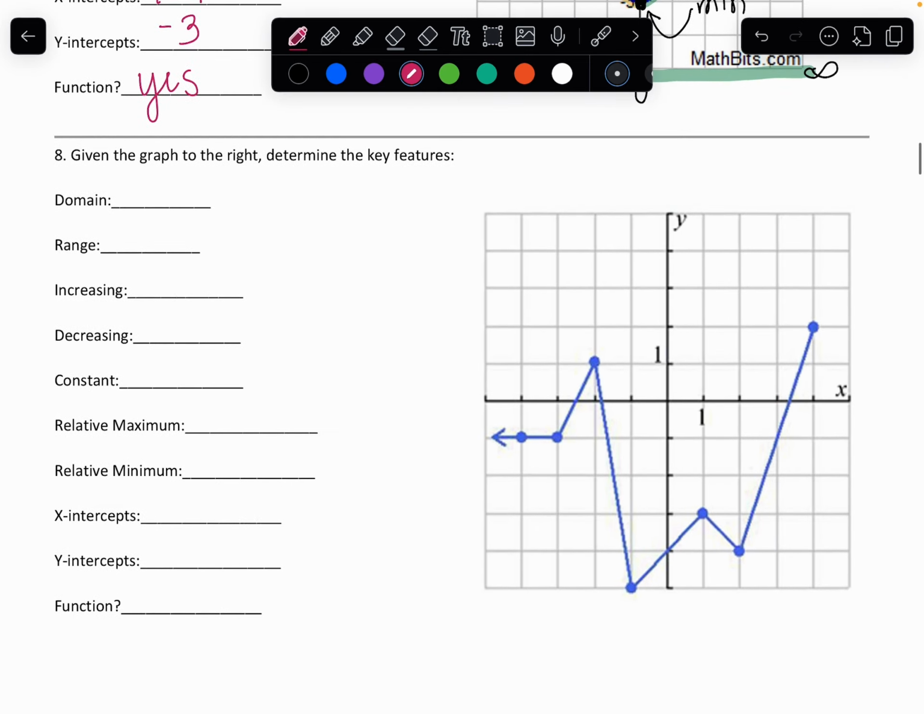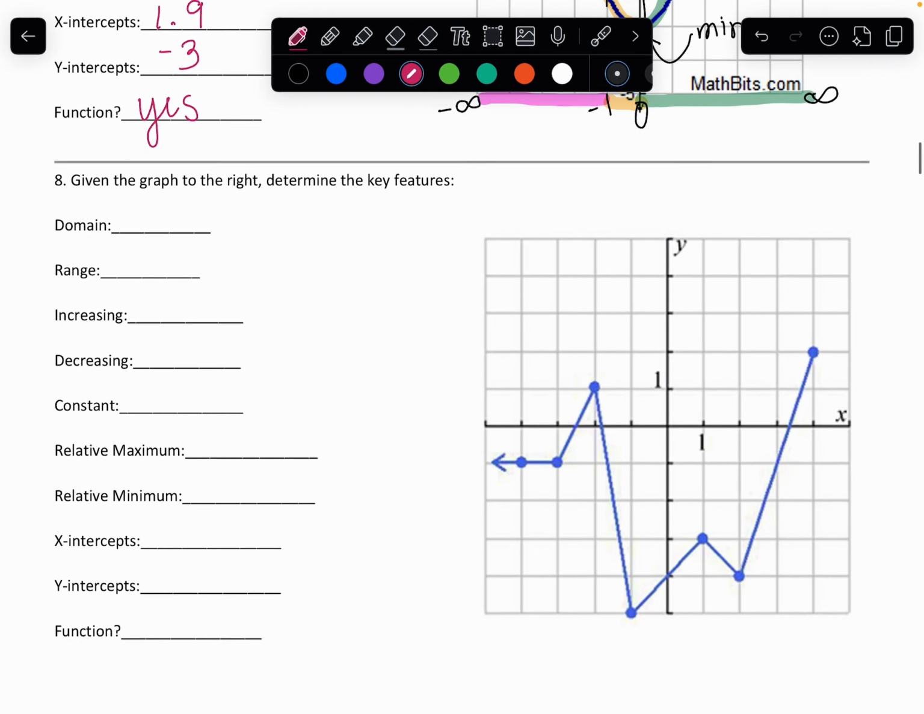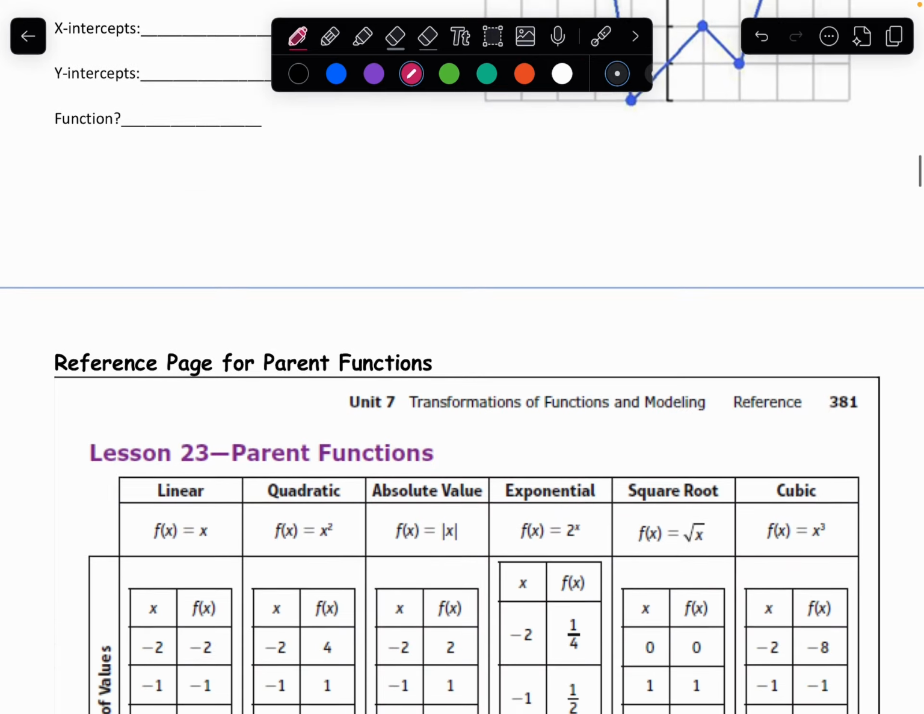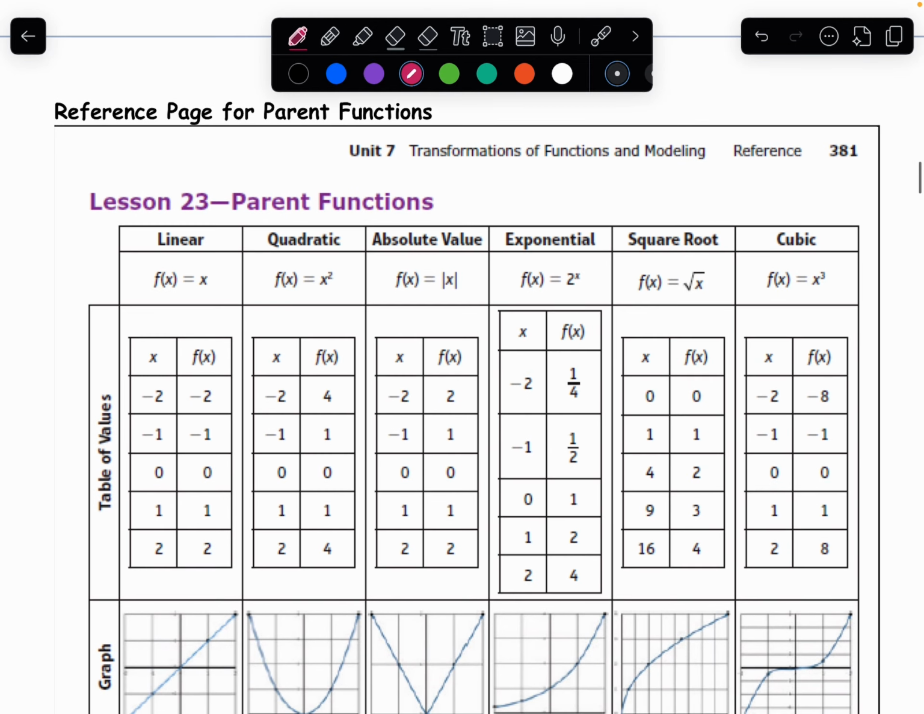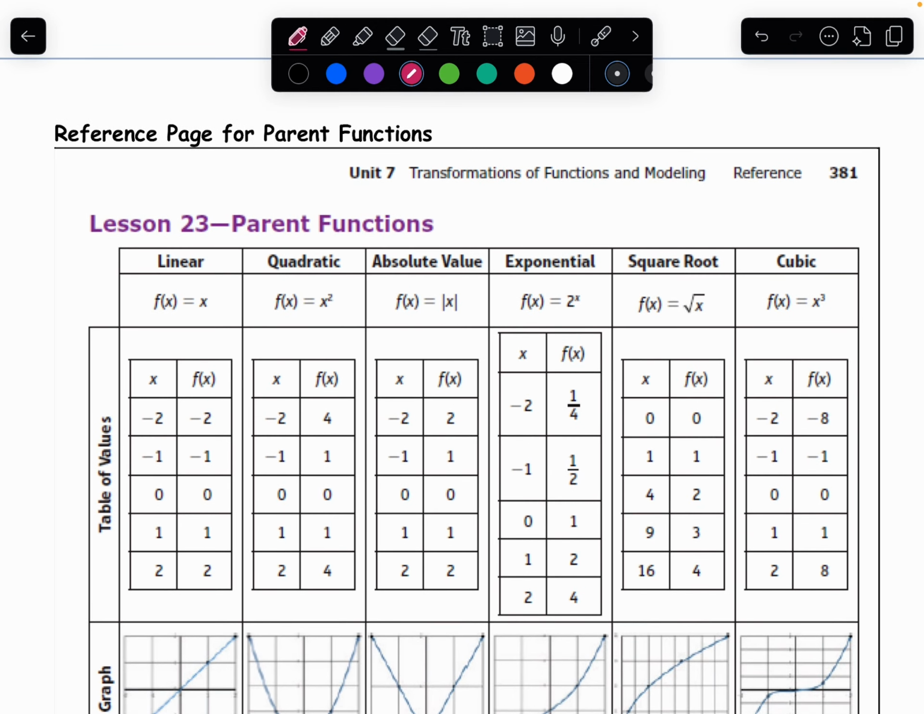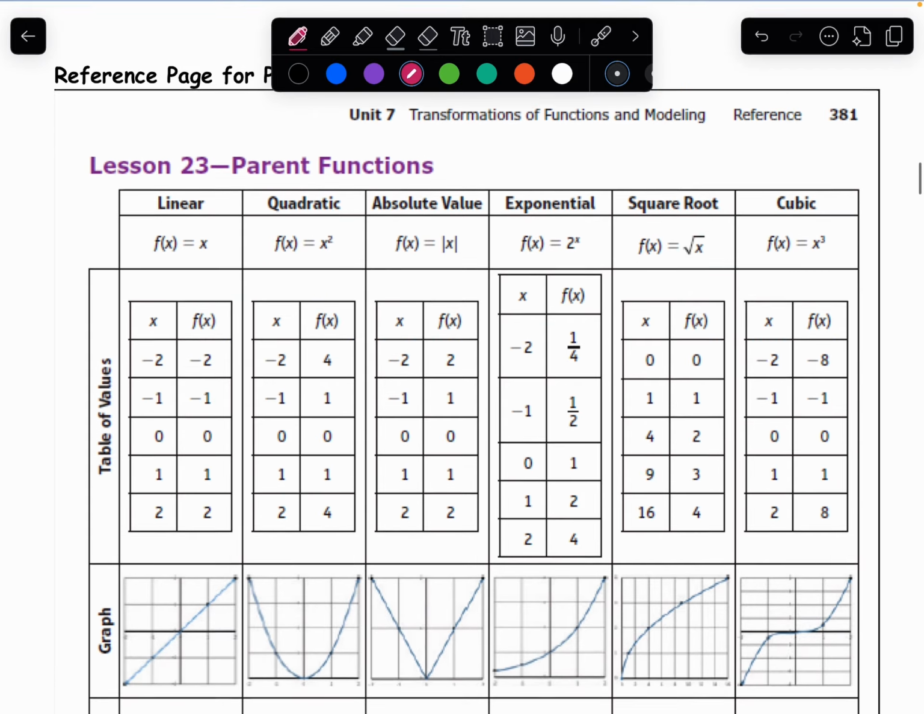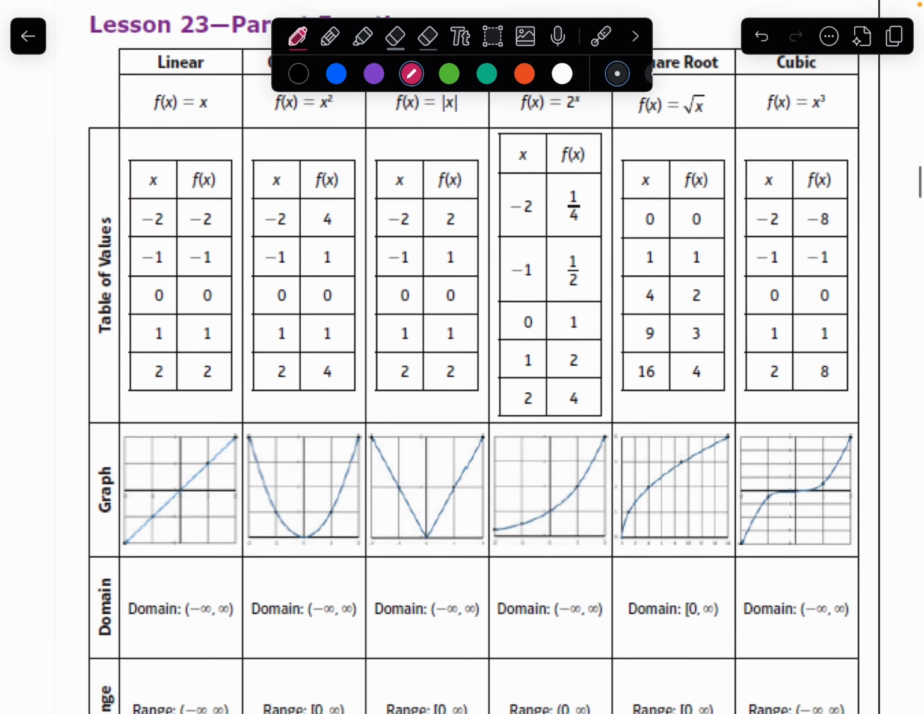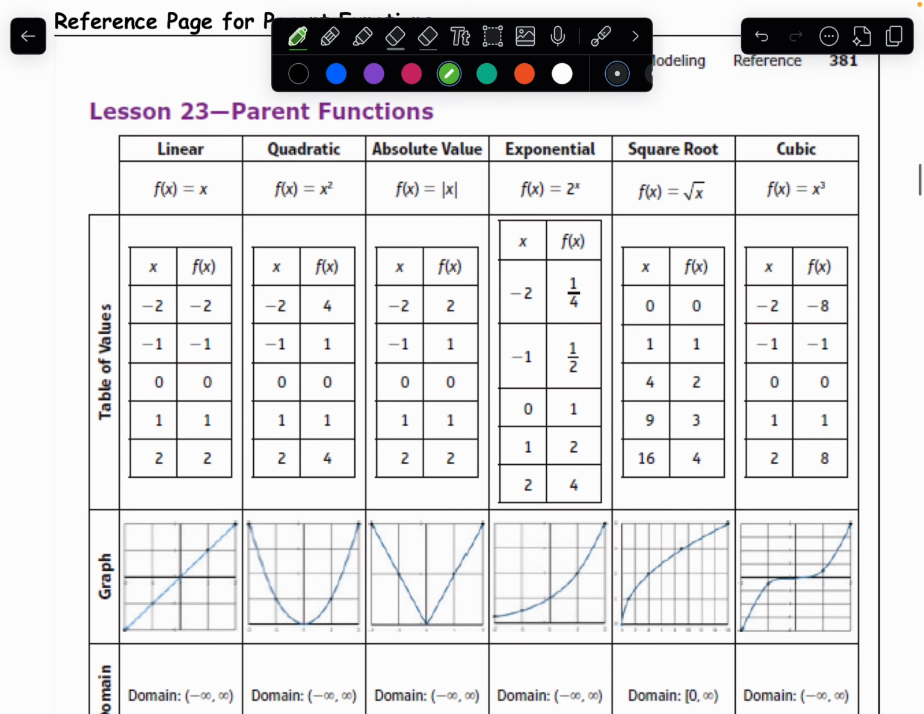Okay, so technically your homework is number 8, and we'll go over it in class. So I'd like you to try it. But kind of going over the last page of your notes, this is a reference page for parent functions. So this unit is all about functions that you're going to be seeing throughout. The ones that we've seen so far are linear functions and exponential functions. In this unit, what we're going to be focusing on is absolute value transformations, exponential, and square root functions.